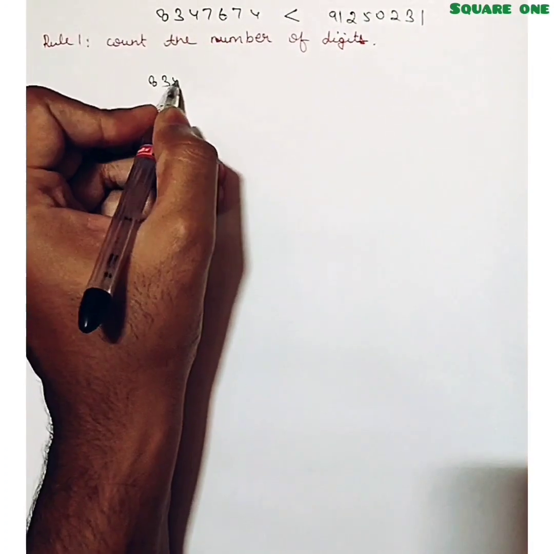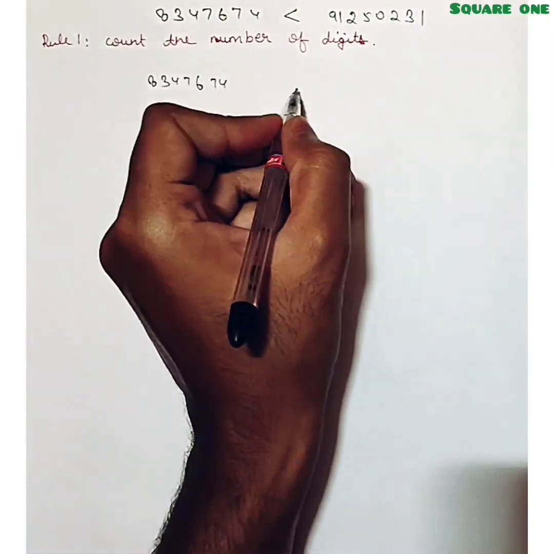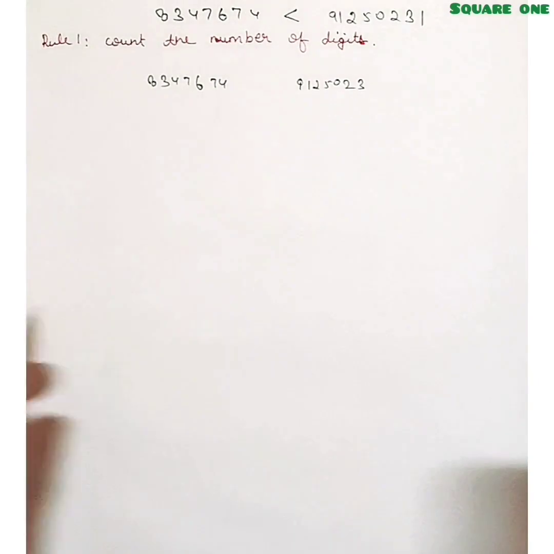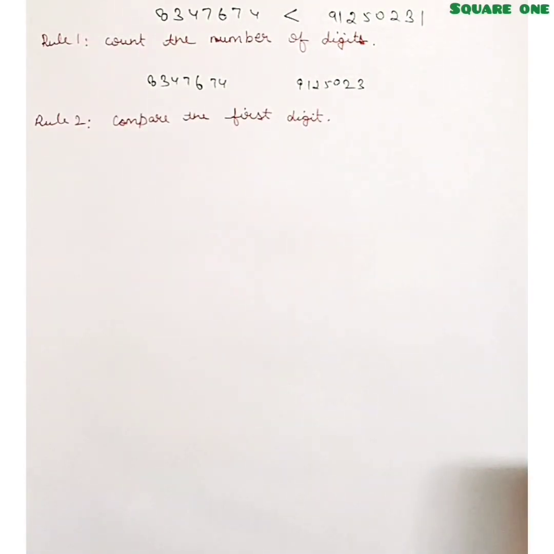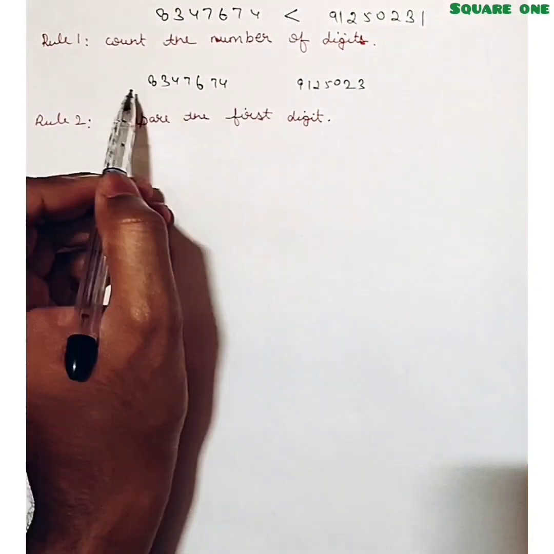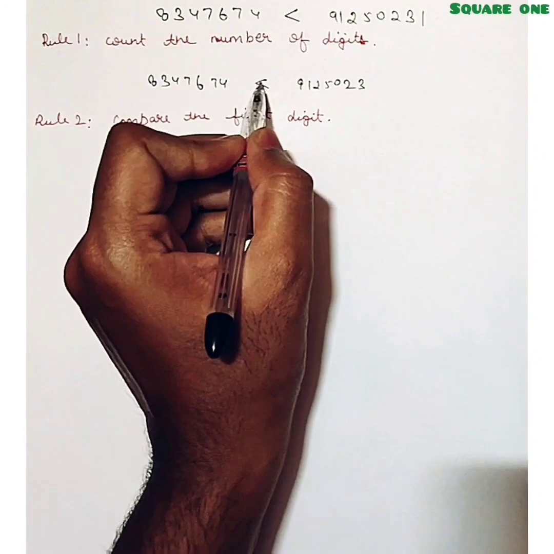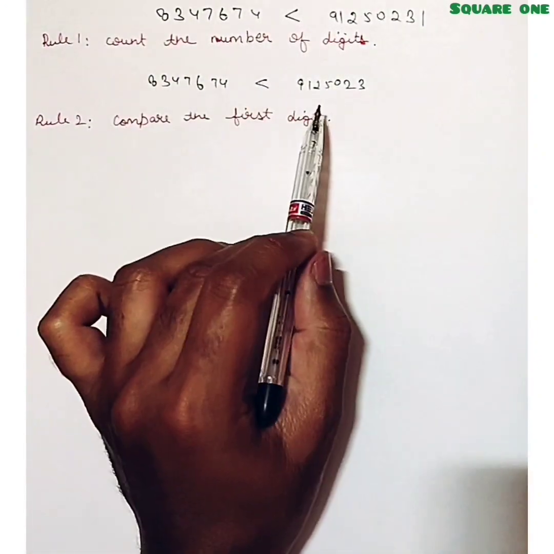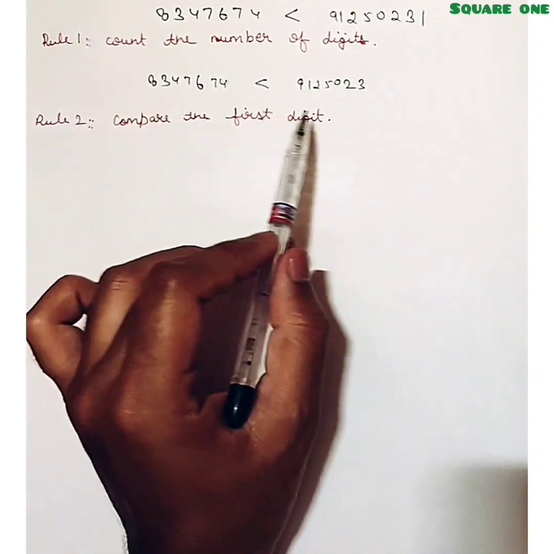But how do I compare two numbers if they have the same number of digits? I've taken these numbers. Now they have the same number of digits. The next rule, or rule 2, is compare the first digit. Whichever number has the bigger first digit will be greater. This 9 is greater than 8, so the second number is greater than the first number. This is how we compare two numbers if they have the same number of digits.